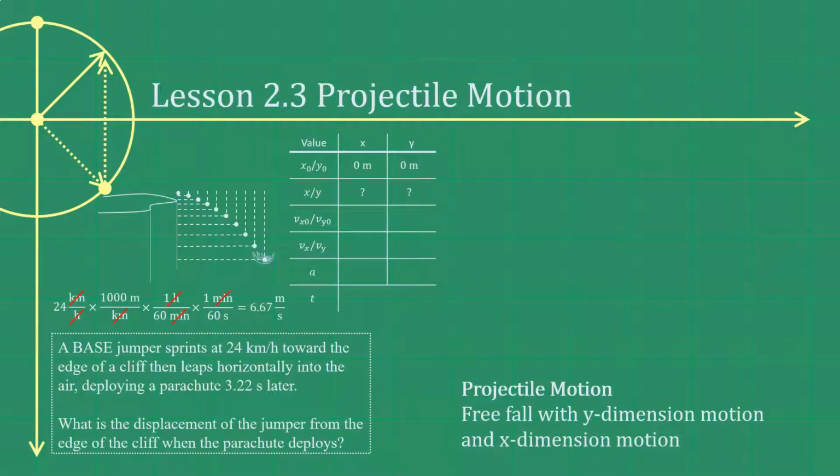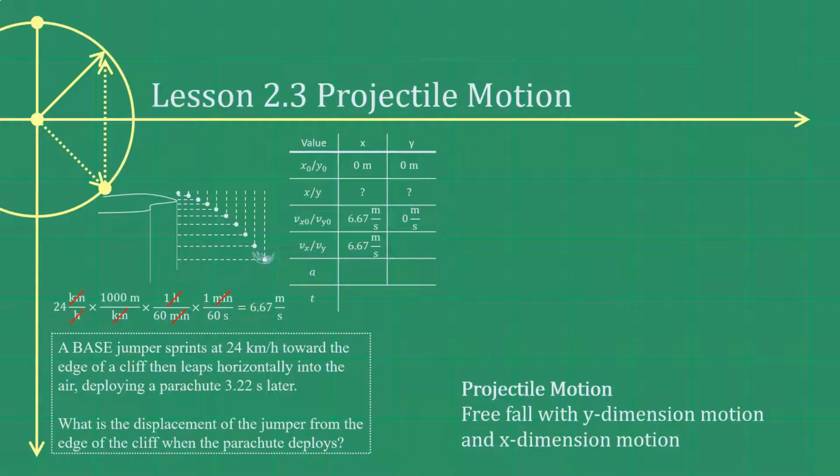That means that my x dimension original velocity is 6.67 meters per second. In the y dimension, my cliff diver starts from rest, from 0 meters per second. My final x velocity, my final horizontal velocity, is going to be the same as the initial x velocity, because in the x dimension, there's no acceleration, and my base jumper is going to be moving at the same x dimension speed the entire time.